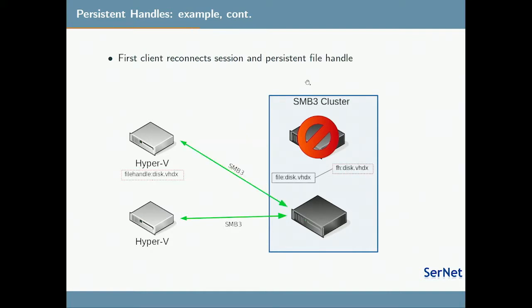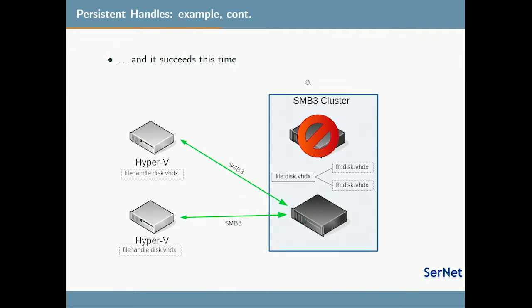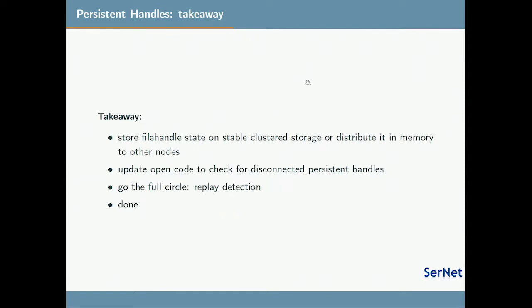So a little later on, the first client comes back, reconnects the session, reconnects the file handle, which is done explicitly by the client. Per file handle, it does the reconnect. Then the second client just retries to open, and this time it succeeds. So that's kind of how it works, if you made some graphics out of it.